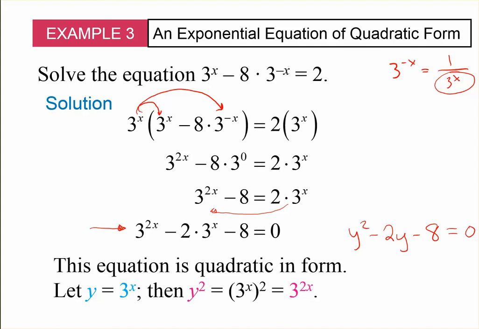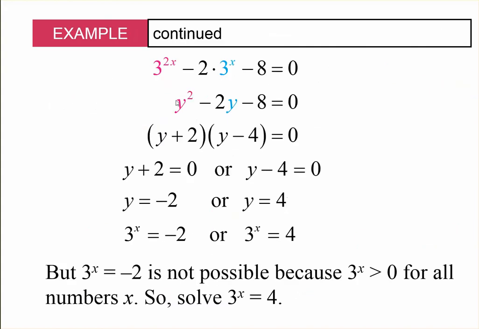All right, next slide, see if this makes sense here. So you get y squared minus 2y minus 8, which factors down into (y plus 2)(y minus 4). Solve each of those, so you get y is equal to negative 2. The other side is y is equal to 4, and then we're going to back substitute the 3 to the x in.